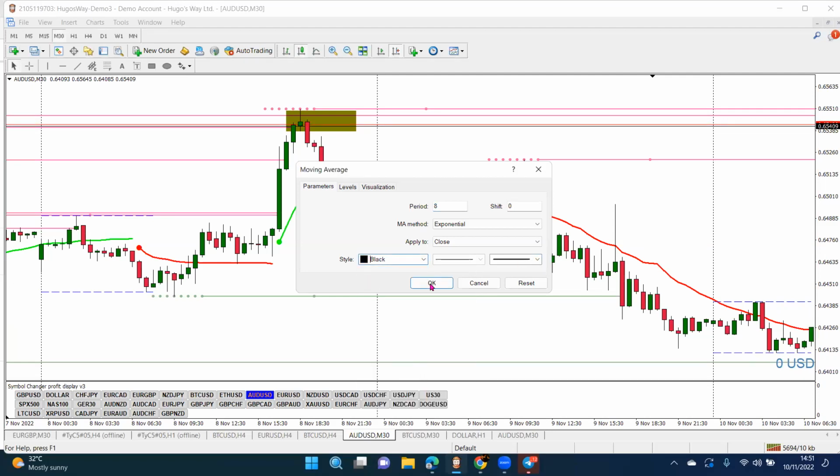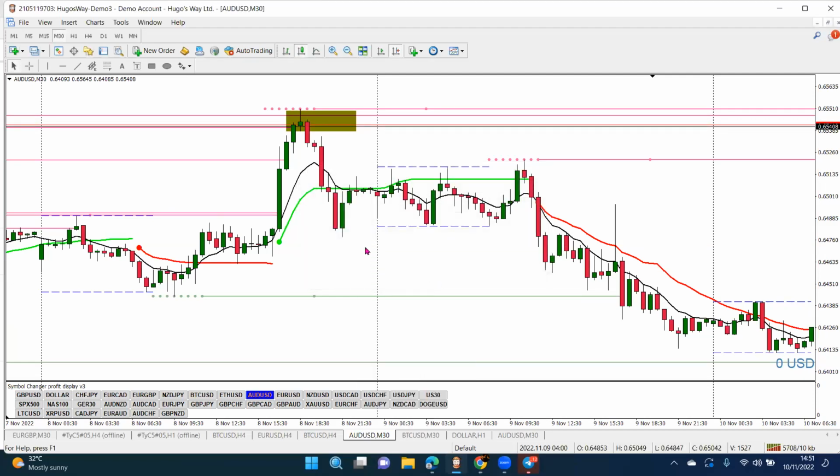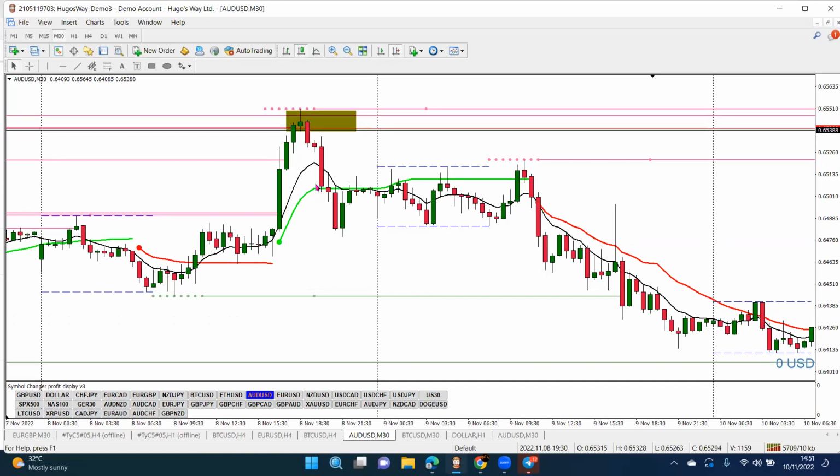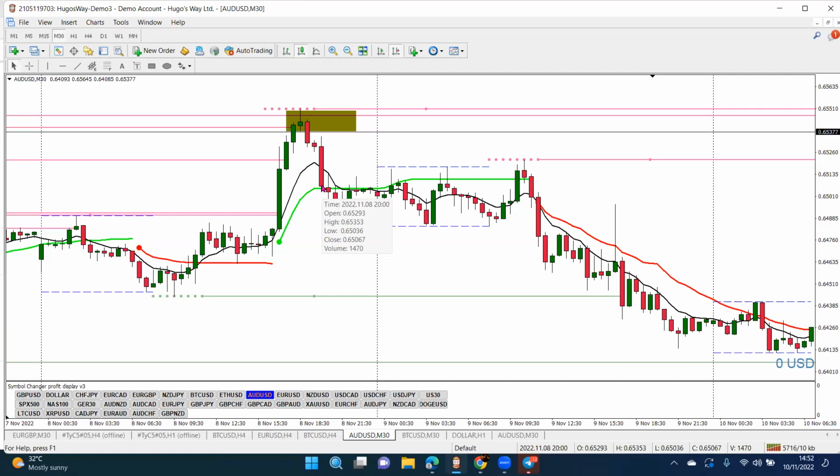Let me make it black. So if I use 8 as my entry technique, you notice that I'll only be getting a signal down here in this case. I'll be getting a signal down here in this case, which seems too far. But that's just because the volatility here was high.